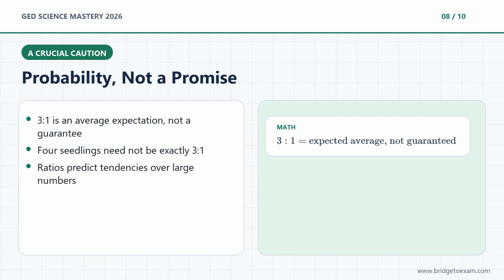Here is a subtle point the GED loves to test. A 3 to 1 ratio is a probability, not a promise. It tells you what to expect on average across many, many offspring, not what is guaranteed for any small group. So if a Pp by Pp pair has just 4 seedlings, it is not guaranteed that exactly 3 are purple and 1 is white. You might get 4 purple or 2 and 2. Chance is chance. The ratio predicts tendencies over large numbers, like flipping a coin many times.